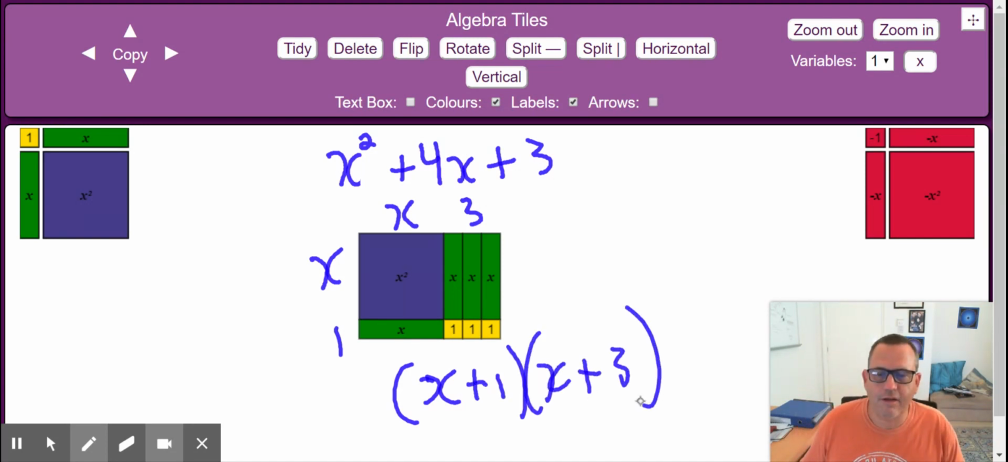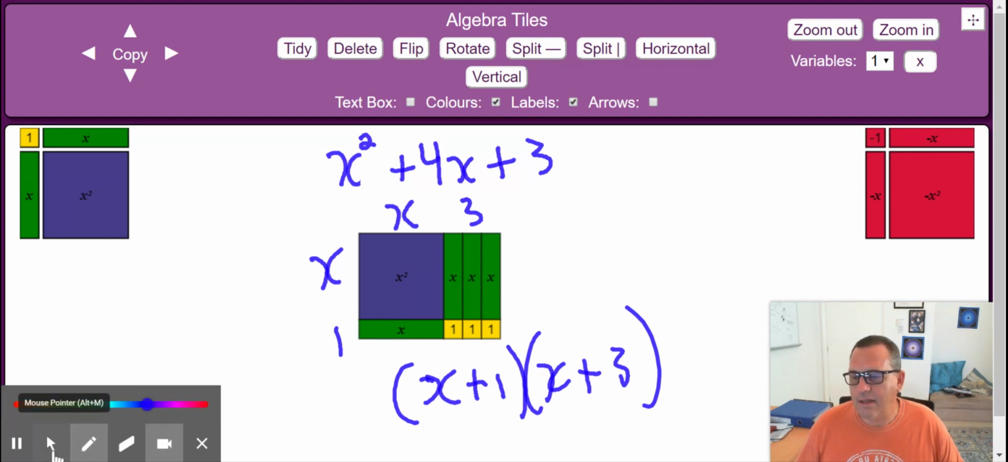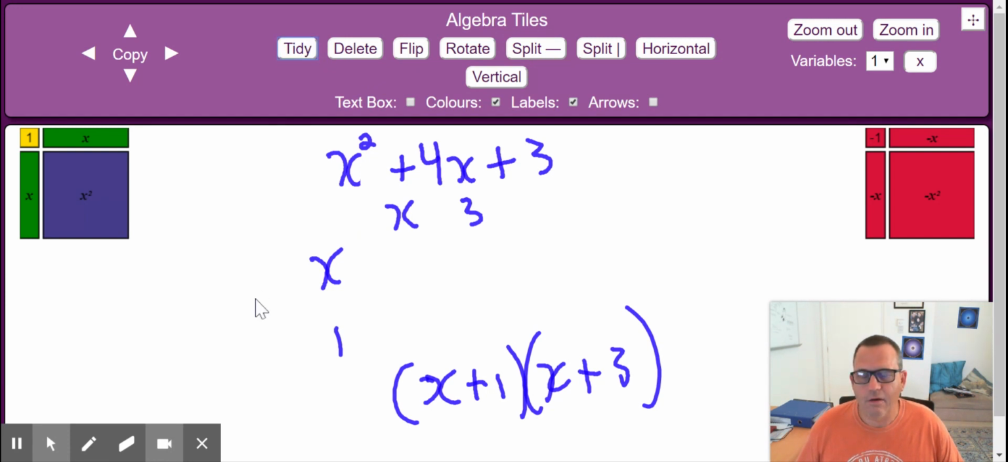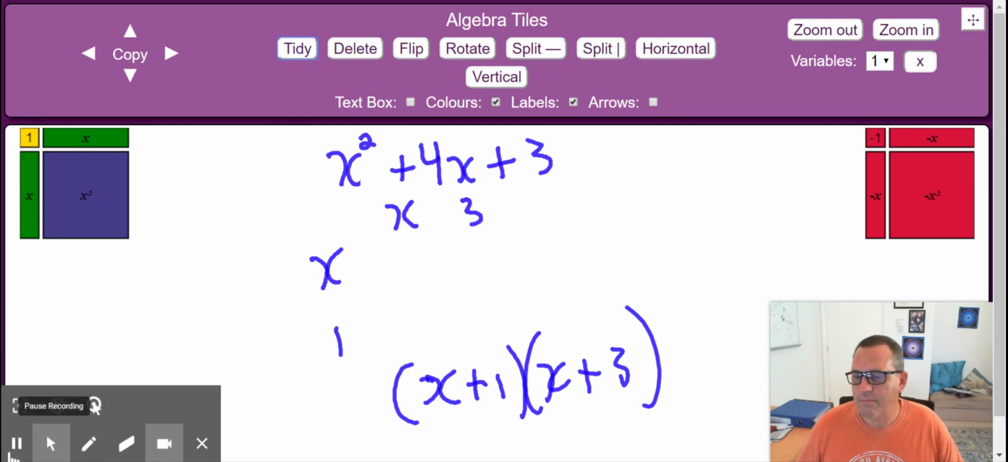Now, we are experts in factorizing. We don't need the squares to go ahead and do this for us. But it is going to be handy on something new that we're going to be talking about shortly. So let's go ahead and clear the screen. We'll tidy this up, and we'll look at another example.